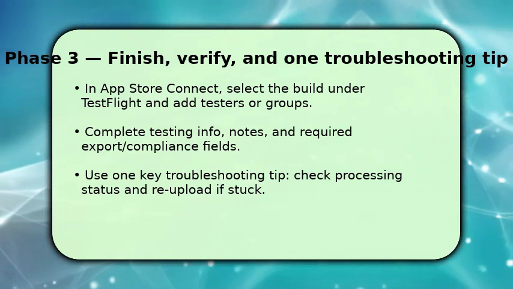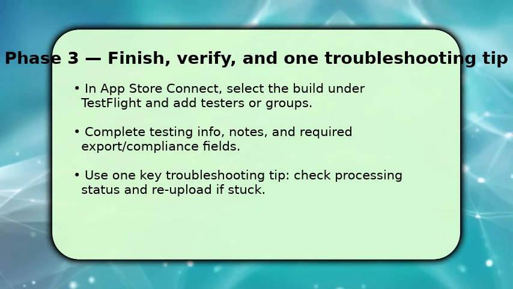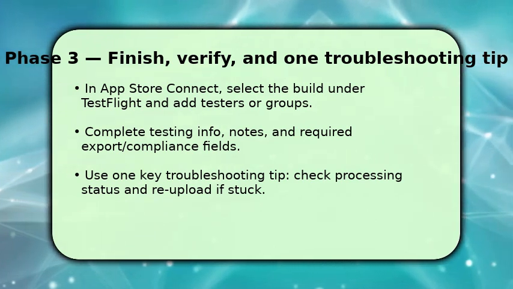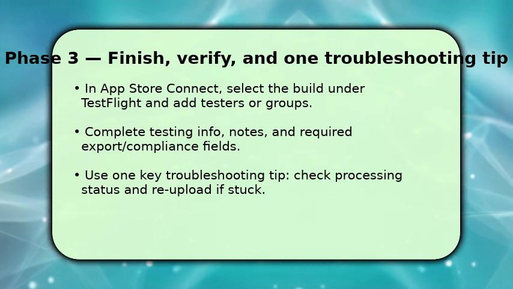If processing stalls, the one key troubleshooting step is to re-upload with an incremented build number. This often clears transient processing errors.